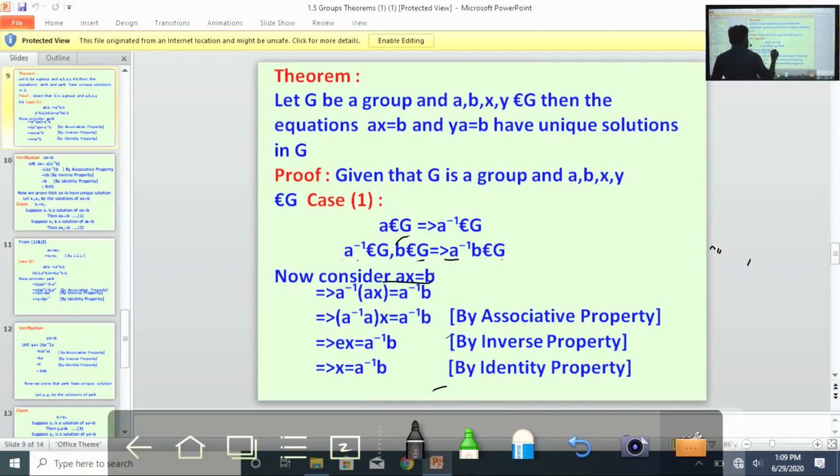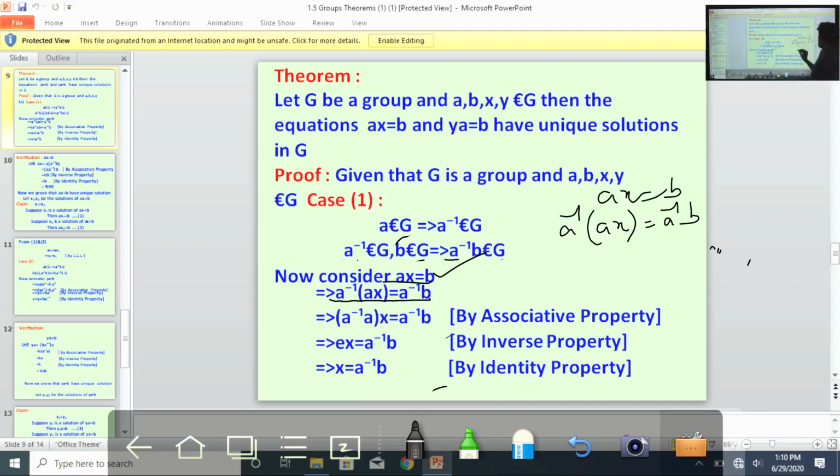Now consider Ax equal to B. Now multiply with A inverse on the left hand side of the above equation. A inverse of Ax equal to A inverse B. So now in this equation, by associative property, change the brackets. A inverse into A x equal to A inverse B. Understand?